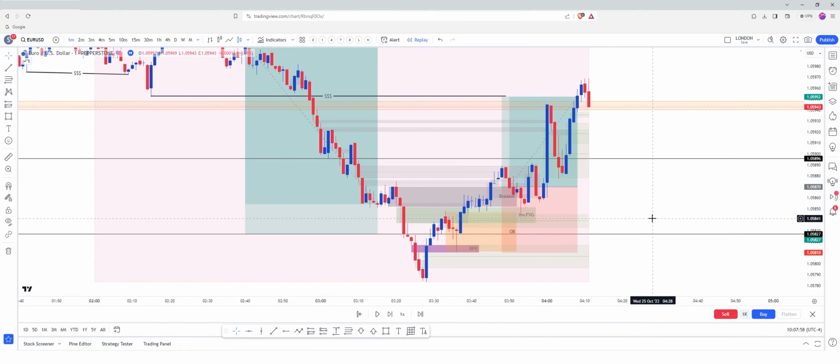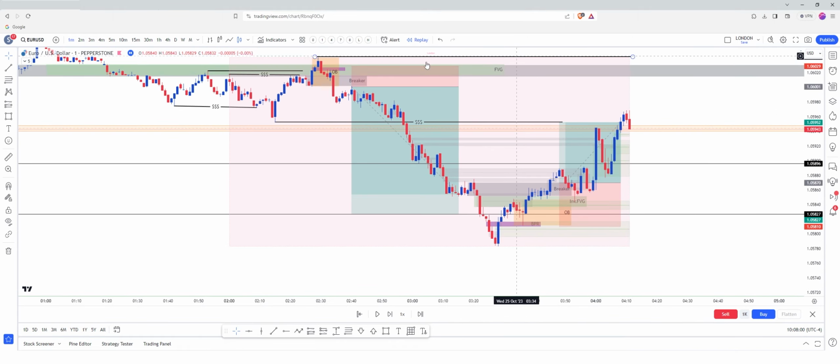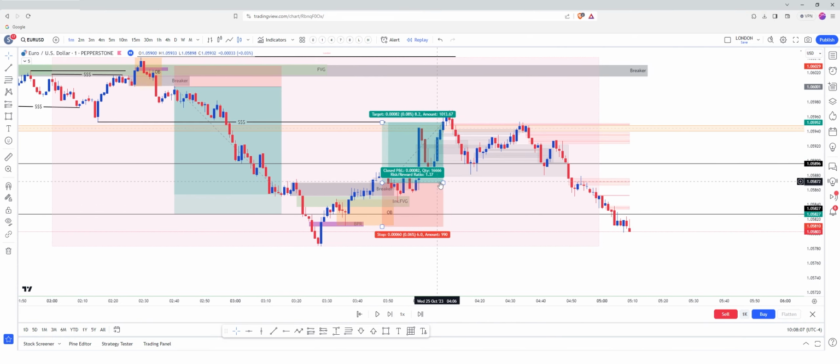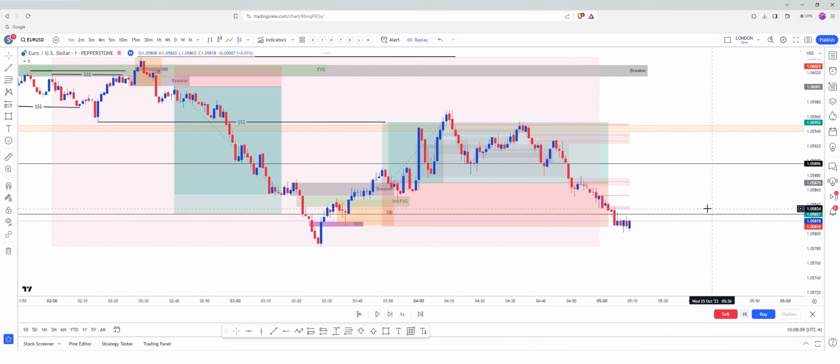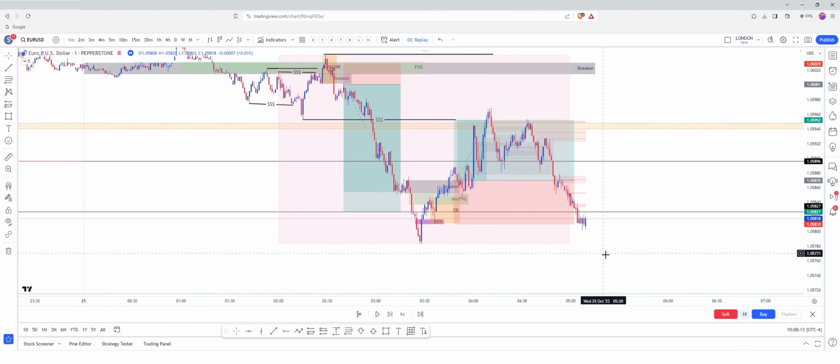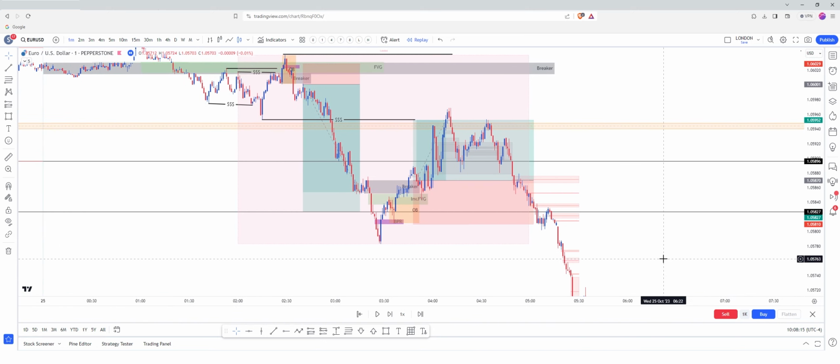And then ultimately, I was expecting or hoping for price to come and take out the session high. And we'll see as price continues. It doesn't, and we eventually get stopped out. So that is the first two trades in the London session. Let's scroll forward now.